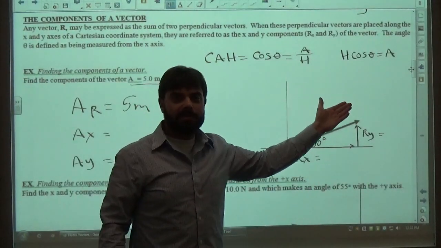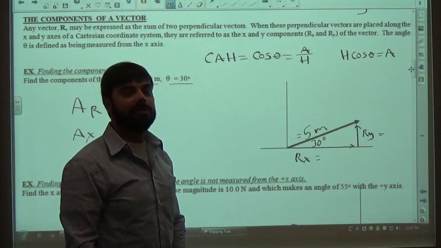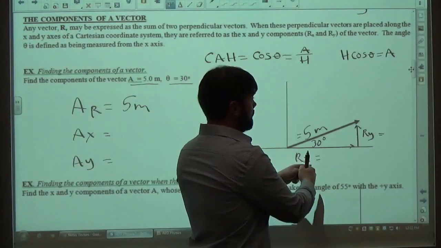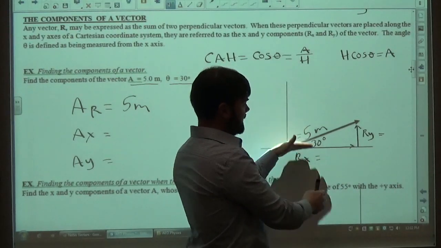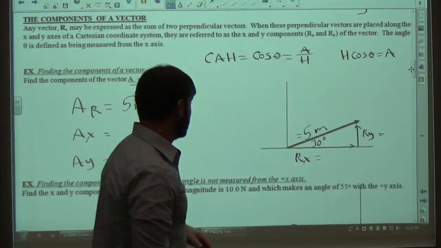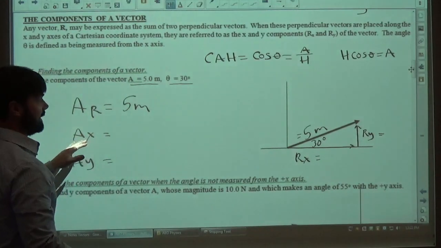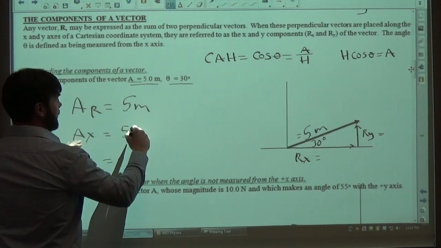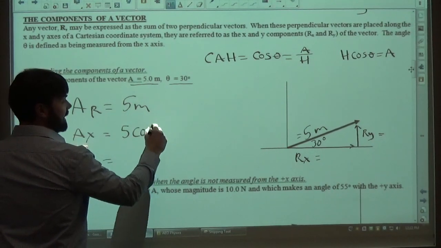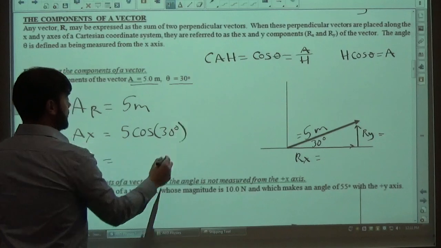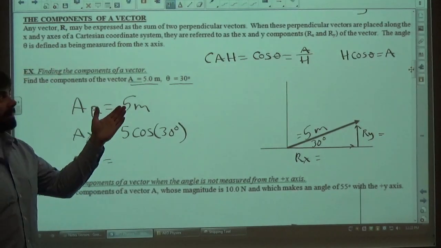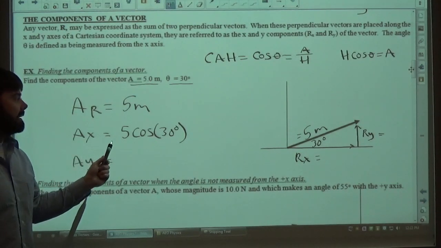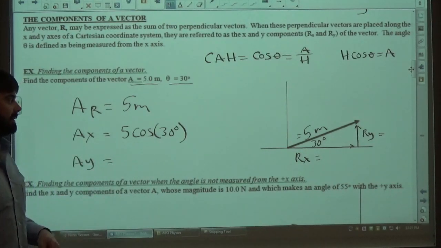So the way that this is written maybe doesn't match the variables that we have here, but the whole concept is the same. We're trying to solve for this, which is our adjacent side to theta. So if I'm trying to find my A of x, I know that I'm going to have the hypotenuse, which is 5 meters, and I'm going to multiply it by the cosine of 30 degrees. There's lots of different variables here, I will agree, but it's still the same concept. This is our horizontal leg, this is our hypotenuse, and then the cosine of 30.